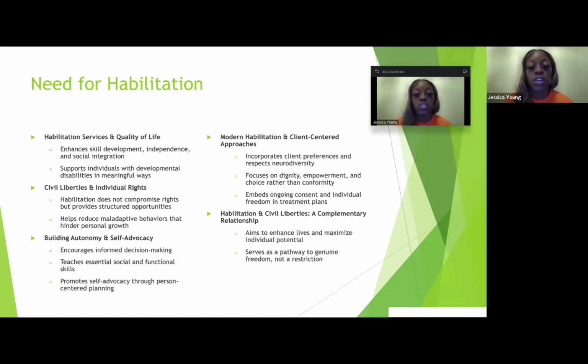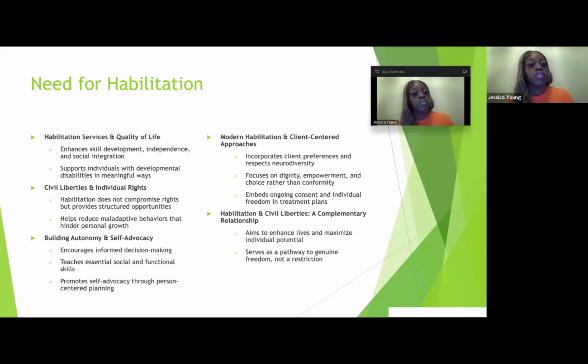Contrary to criticism, habilitation efforts are evolving to include client preferences, respect neurodiversity, and focus on dignity and empowerment rather than conformity. By embedding choice in ongoing consent and treatment plans, habilitation can serve as a pathway to genuine freedom, not a restriction of it. As society progresses, habilitation and civil liberties should be viewed as complementary rather than conflicting, with both working toward the shared goal of enhancing lives and maximizing individual potential.